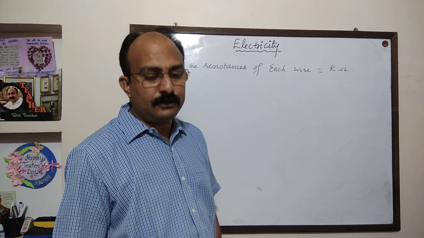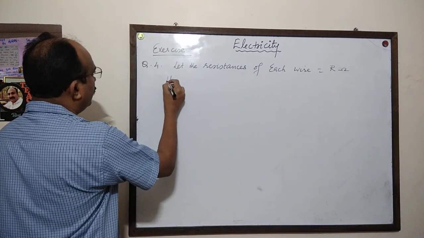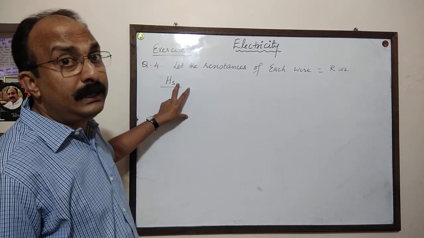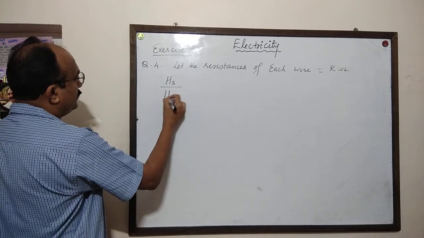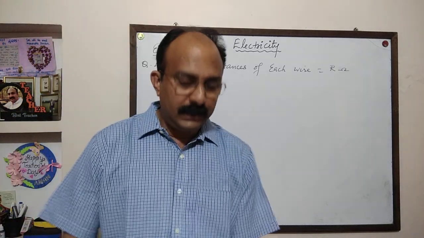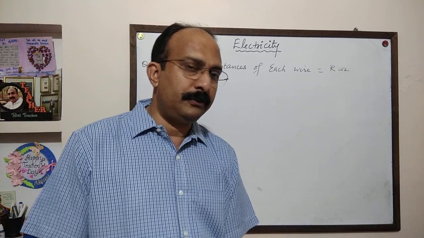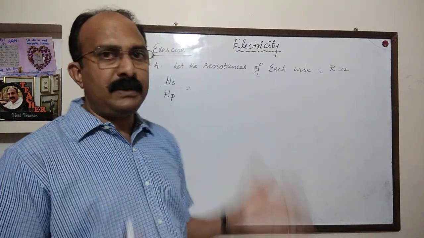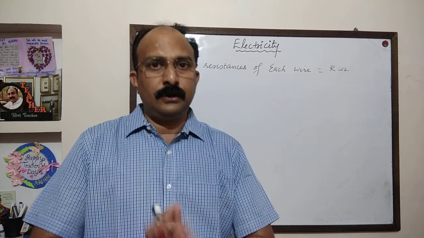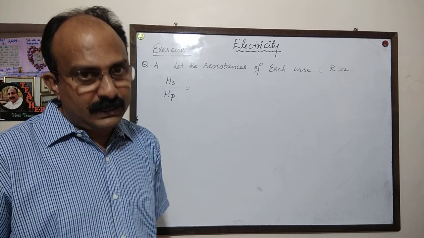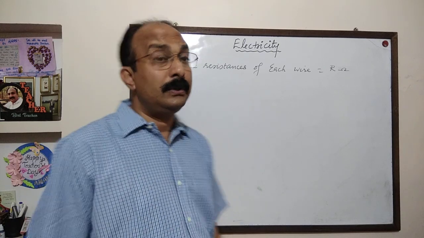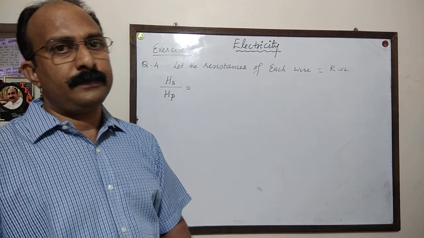So the first one is series. So let us calculate H. Let us take Hs is the heat produced when they are connected in series, and Hp is the heat produced when they are connected in parallel. There are many formulas for heat, but which formula can be used here? It is given they have the same resistance and they are being used in the same potential difference V. So here we are going to use the formula for H as V square upon R into T. H is equal to V square upon R into T.